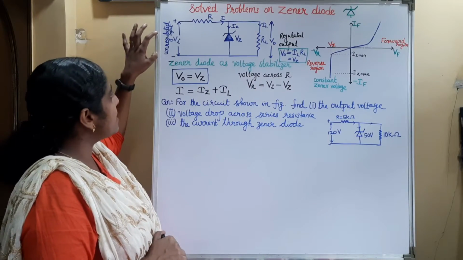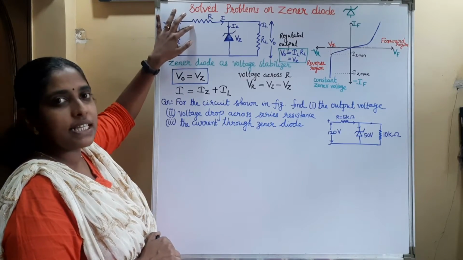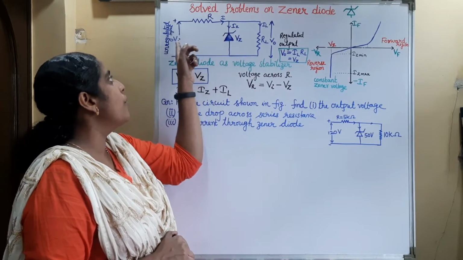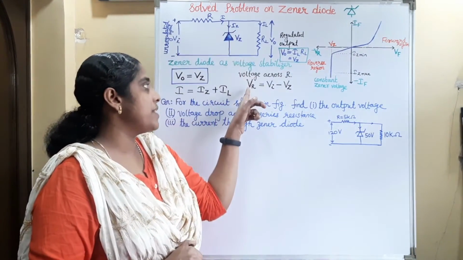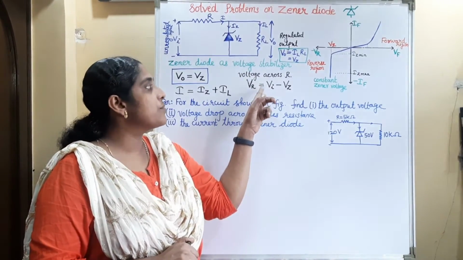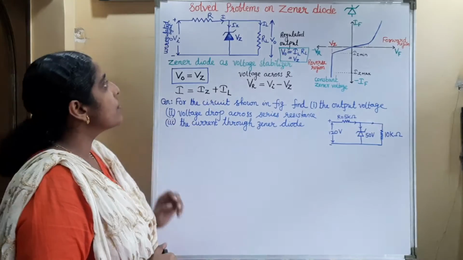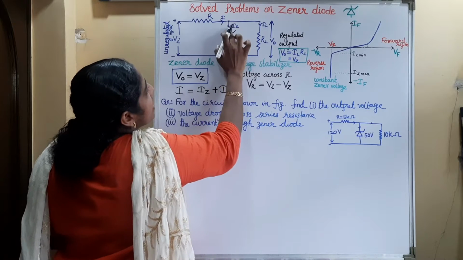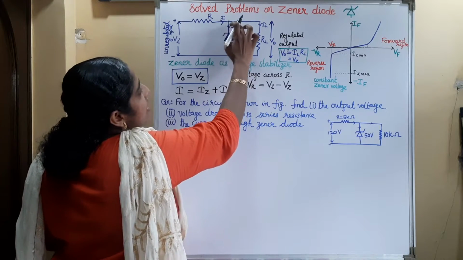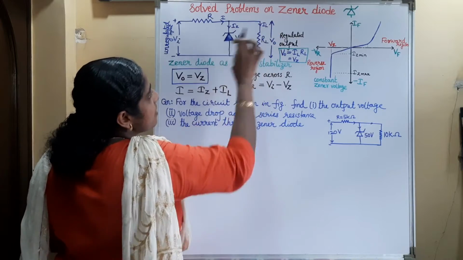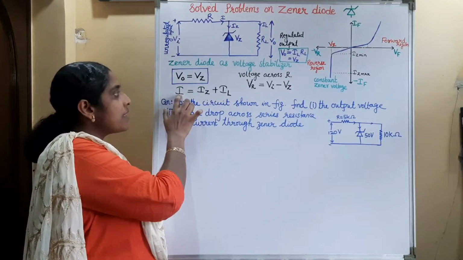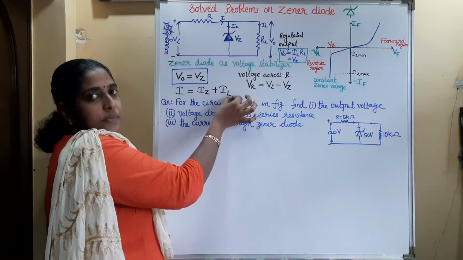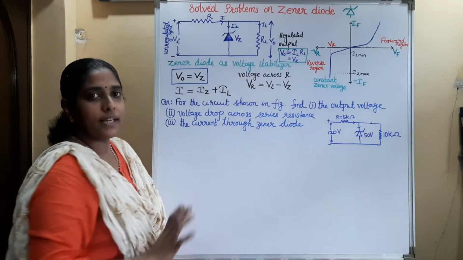When we apply the unregulated input, some voltage drop occurs across the series resistance R. That voltage drop across this resistance R will be equal to VI minus VZ. Also, the main current I at this point is dividing into two, IZ and IL. IZ is the current passing through the Zener diode and IL is the current passing through the load resistance. So the total current I will be the sum of the Zener current plus load current. If Zener current is maximum, load current will be minimum. If Zener current is minimum, the load current will be maximum.